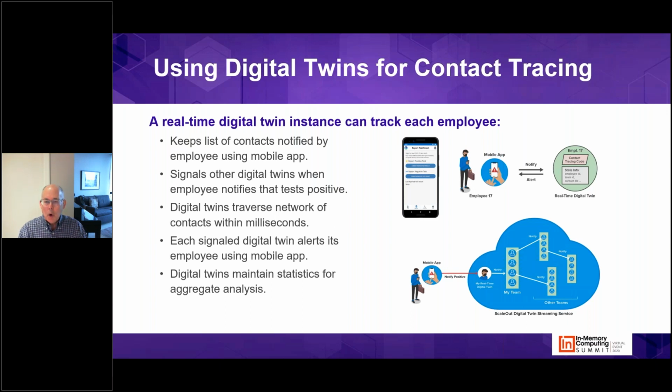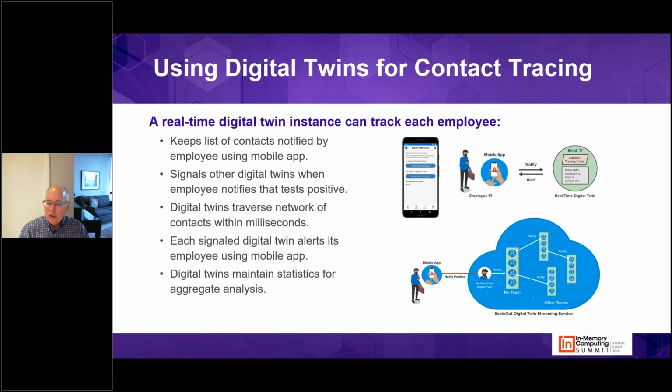And then a mobile app can be used, and we created one to demonstrate how this could be done, in which the employee signals the company whenever the employee has an interaction outside the employee's group, or perhaps during business travel, noting the airline and flight and seat number, or taking an Uber and noting the date and time and location of that, so that later if this employee or another employee tests positive, they can use that mobile app to also notify their digital twin that this positive test has occurred.